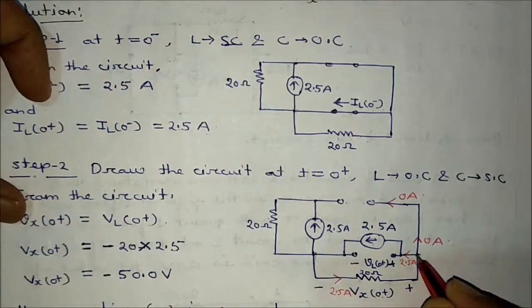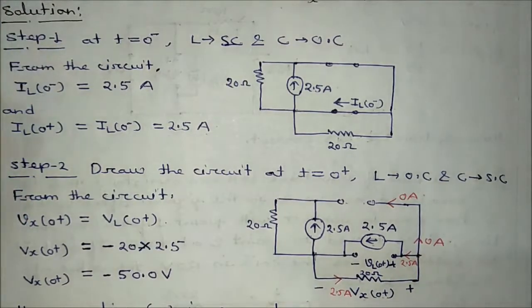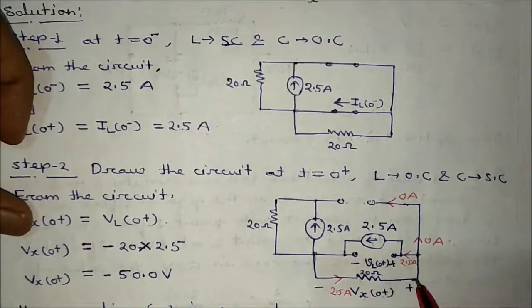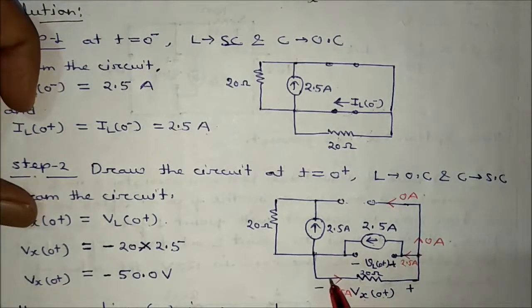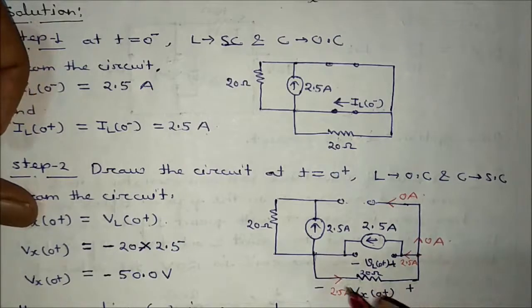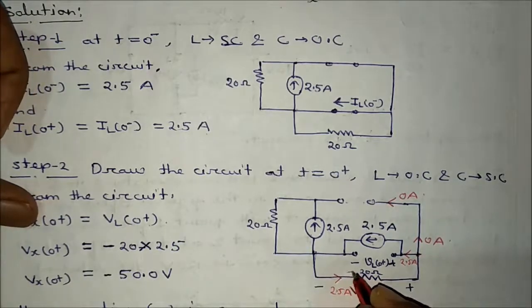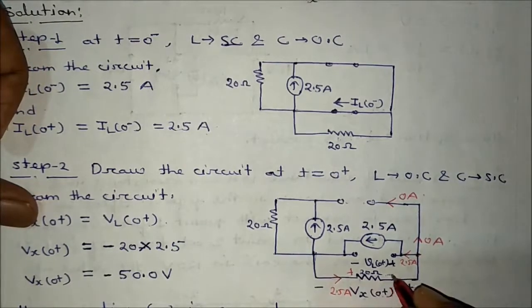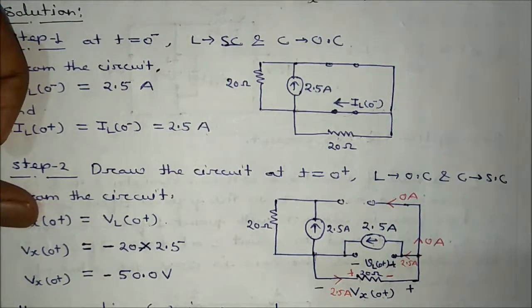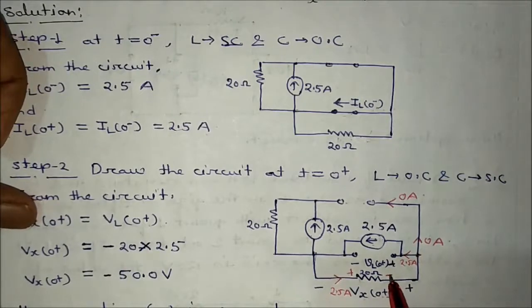You can apply here, no? You apply just a KCL. What will you get? 2.5 ampere you will get here. And if this current is flowing in this direction, what is happening? It will create positive here and minus here. So this will be positive, this will be negative.